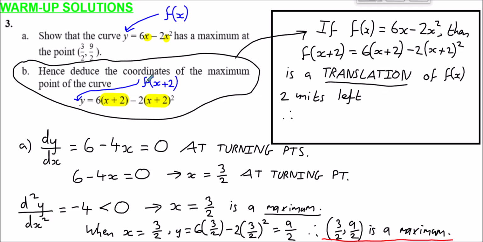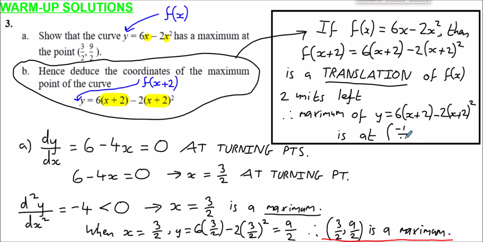So therefore, the maximum of this curve here is going to be 2 to the left of what the maximum of this function here was. So the maximum of y equals 6 lots of x plus 2 minus 2 lots of x plus 2 squared is going to be this here, but 2 units to the left in the x direction. So 3 over 2 minus 2, that's going to be at minus a half. The y coordinate isn't going to change. The y coordinate is still going to be 9 over 2. And so we need to spot this is actually a question going back to transforming graphs. Once we get that, it's not as hard to work out.